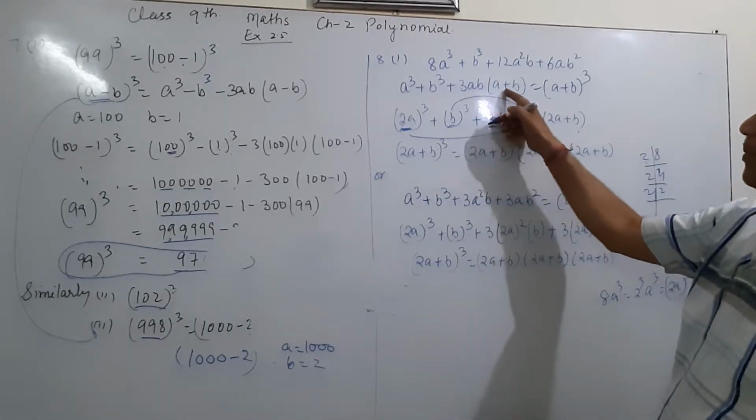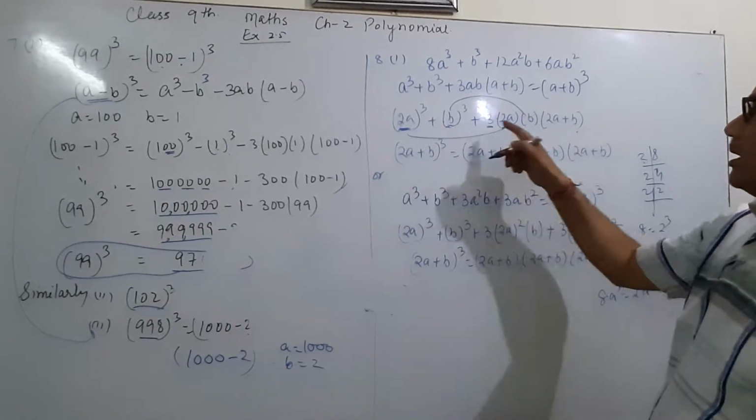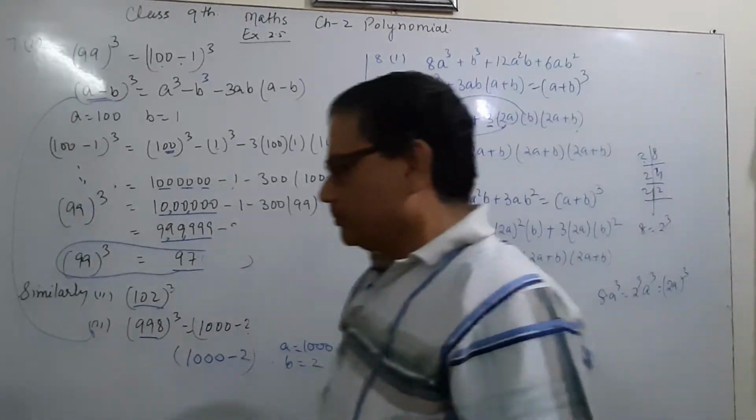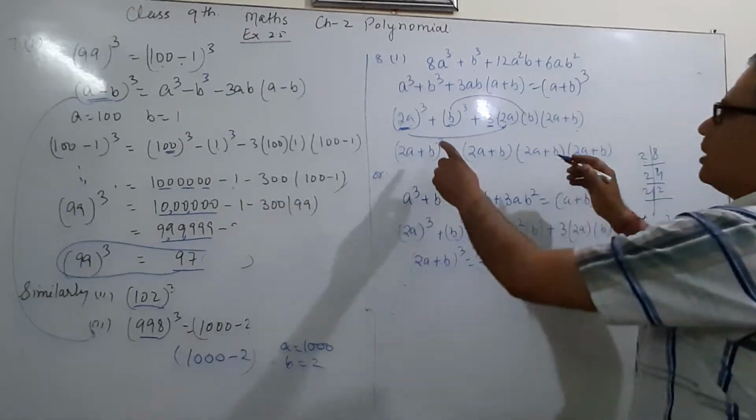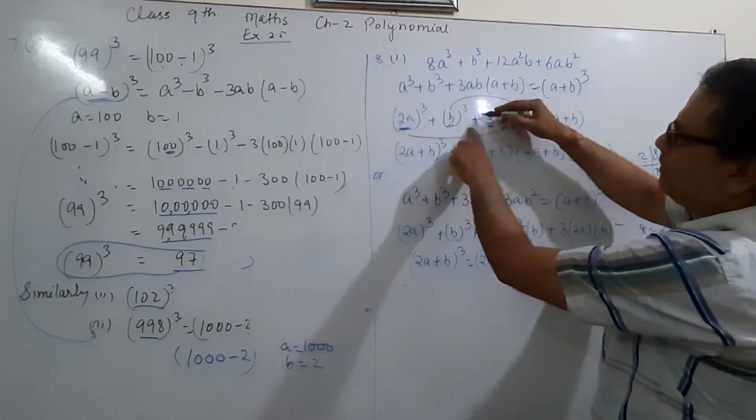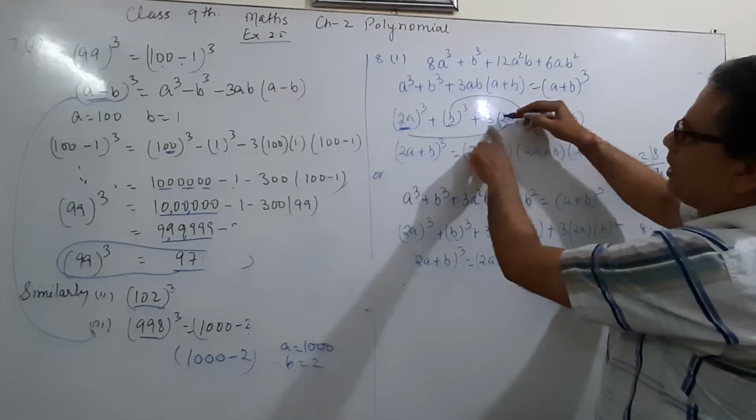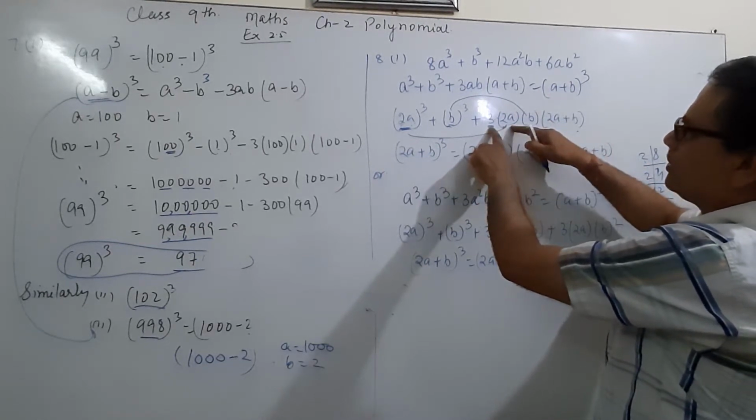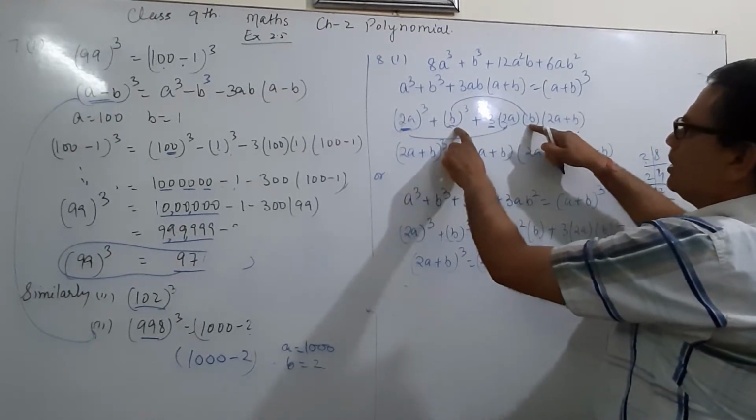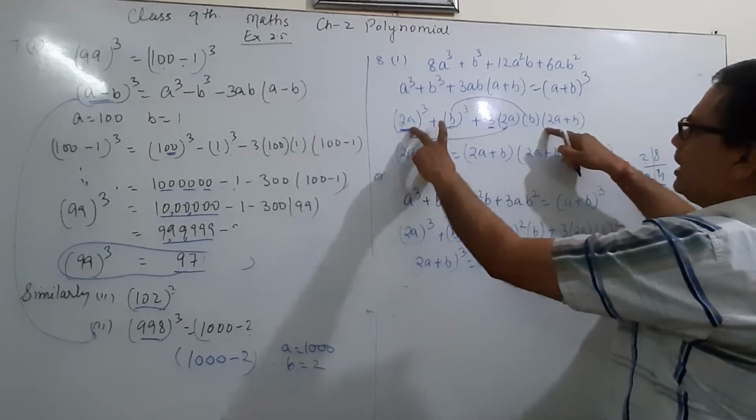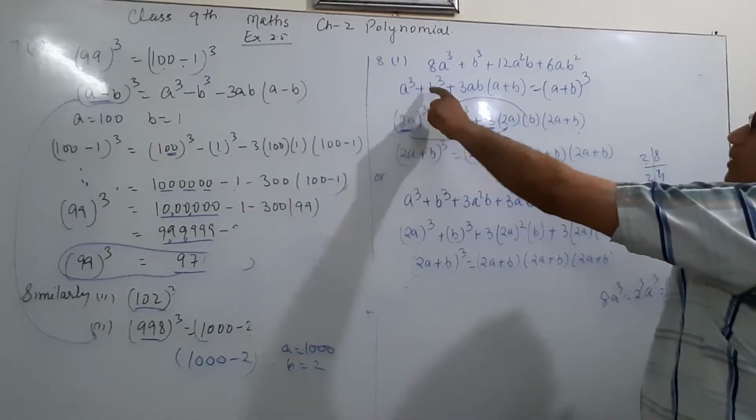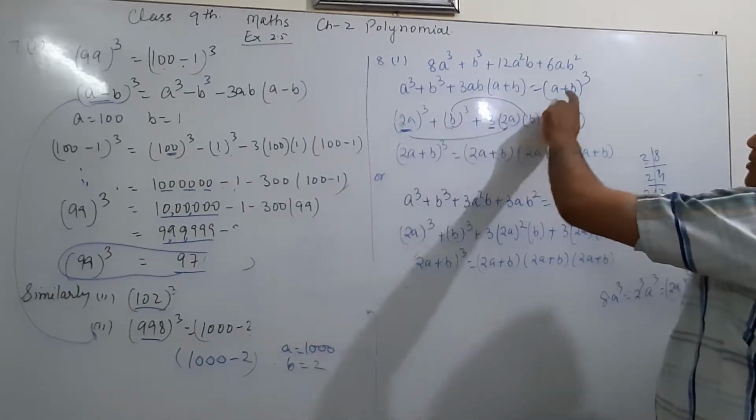3ab bracket a plus b. It is a and it is b. Now check this one: a cube plus b cube plus 3ab. What is a? A is 2a. This is 2a is a and b is this one, bracket a plus b. Now a cube plus b cube plus 3ab a plus b is equal to a plus b whole cube.